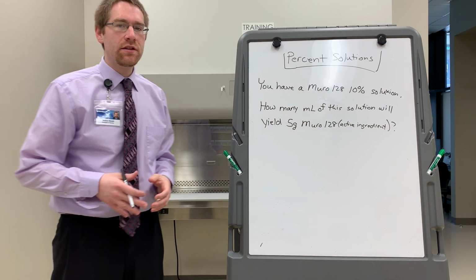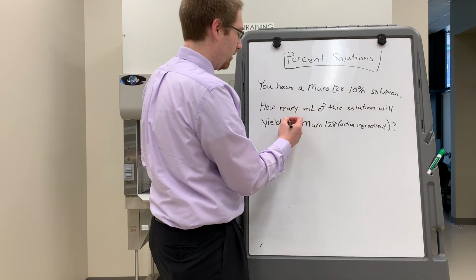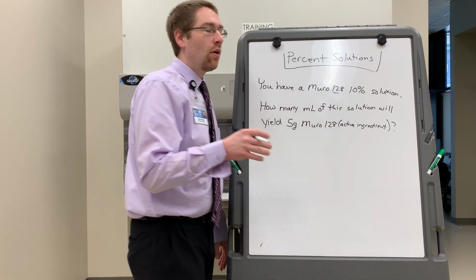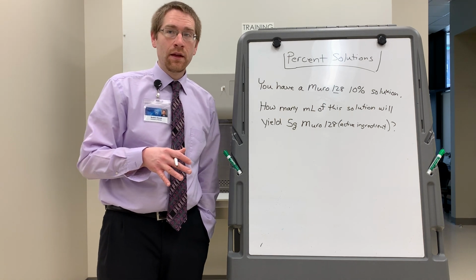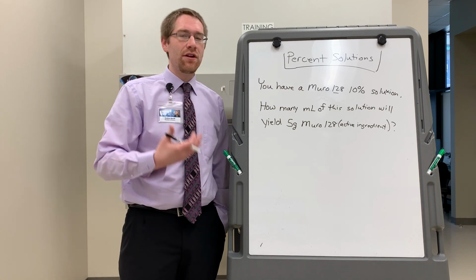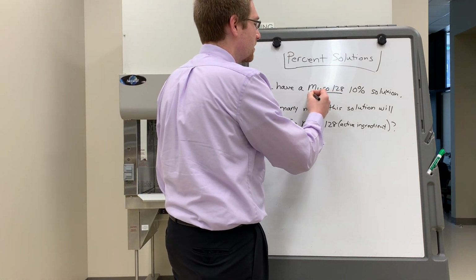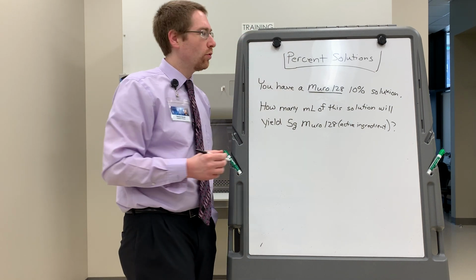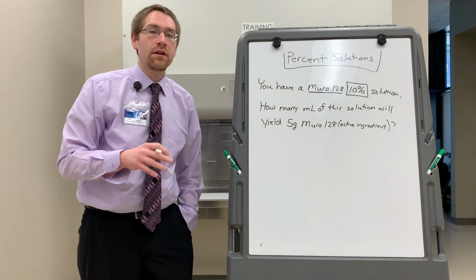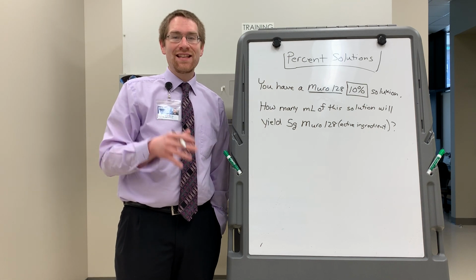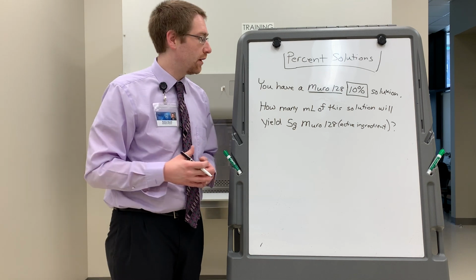Now, looking at this problem, you may immediately freak out because you see, okay, I got a number here, I got a number here, I got a number here. What you need to understand is that we threw this one in as a curveball because some medications may have a number in the name. So in this particular case, Mura 128 is the name of the drug. All we're really concerned with is the percent of that solution, because the percent of the solution tells you how much drug is in that product for every 100 mLs.